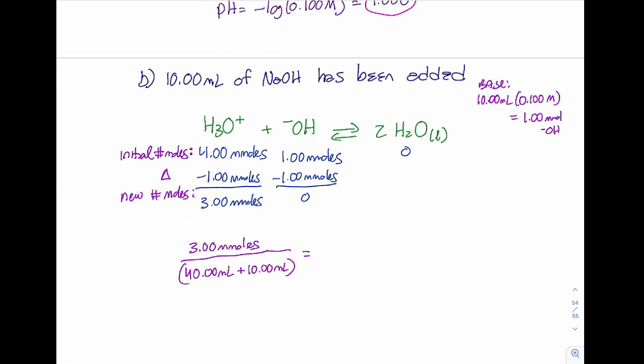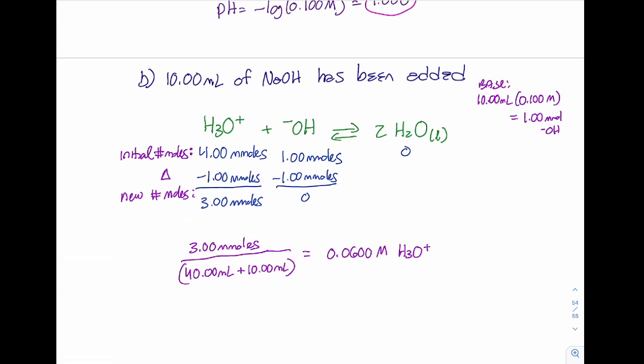So 3 divided by 50, I have 0.0600 molar hydronium ions. Just be really careful: because I'm using millimoles, I can just divide by milliliters. Millimoles over milliliters gives me my molarity. If you're using moles here, then you need to convert these volumes to liters, because moles divided by liters gives you your molarity. If you don't like the milli version, you don't have to use it. Just make sure that you're converting between milliliters and liters every time.